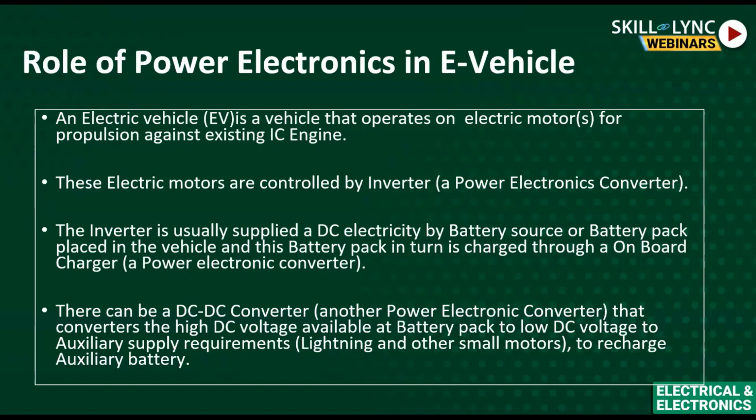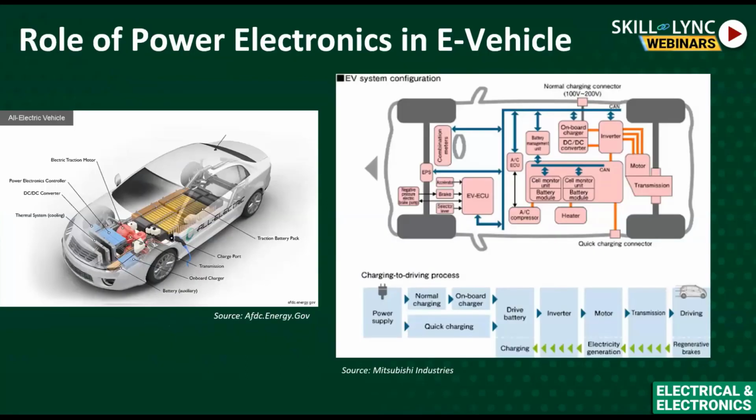And second, this onboard charger, again another power electronics converter apart from the inverter, and one more DC-DC converter for the auxiliary load. These are the three basic power electronic converters in the e-vehicle, but there can be n number, varying from car manufacturer to car manufacturer. If the car manufacturer needs another power electronic converter for other loads, then the e-vehicle is fully dependent on power electronics.